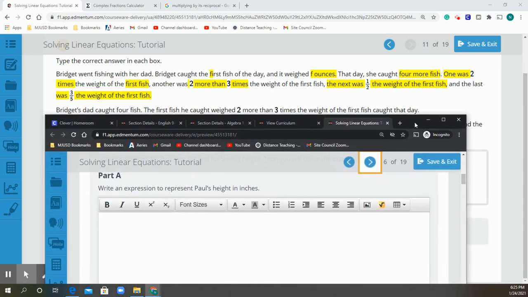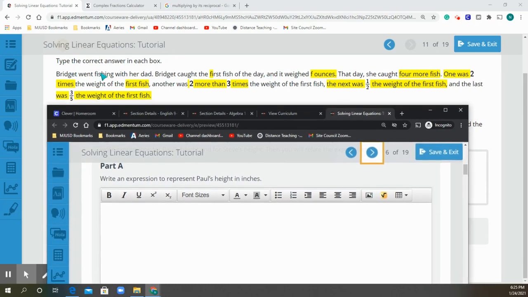So I've highlighted the information. Bridget went fishing with her dad and caught the first fish of the day. So F. Let me increase the font size. It weighed F ounces. So F is fish ounces. That's the variable we're going with. She caught four more. So we've got plus 4.